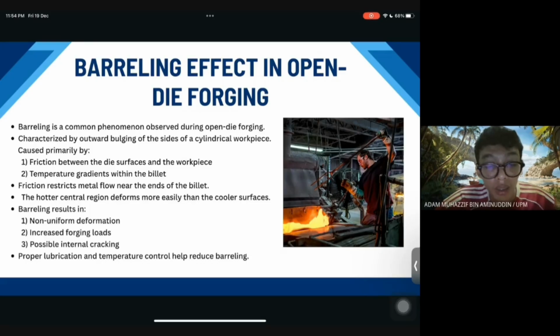As a result, deformation becomes non-uniform, forging loads increase, and internal cracking may occur. To reduce the barreling effect, proper lubrication and effective temperature control are important.